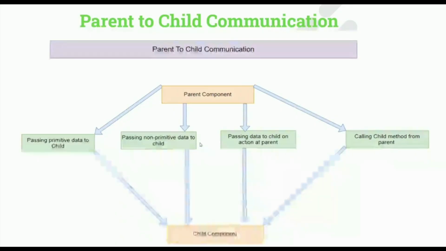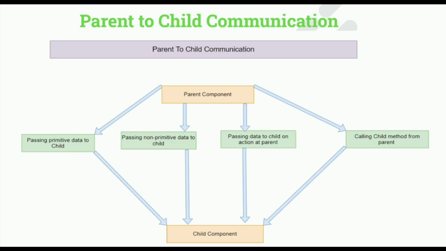So there are a total of 4 ways by which you can communicate with the child component from parent. And the first approach is in which you pass the primitive data to the child component. Primitive data are the simple data like string, number, boolean. Right. The second approach is you are passing a complex data or a non-primitive data like object, array, or array of object. Right. That is the second approach. The third approach is you are passing the data to a child on an action at parent. Suppose on click of button you want to pass some data to the child. That is the third approach.